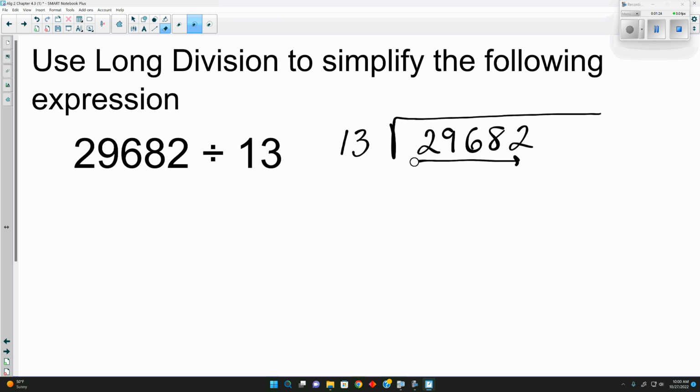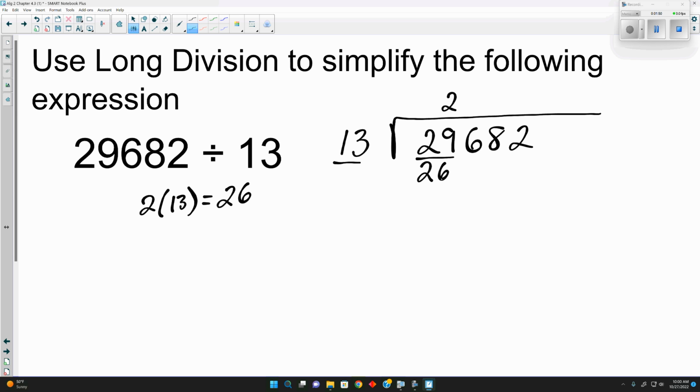And the first thing we look at is we have two numbers, so we have 13, two digits. How many times, or what times 13 will get us something close to 29? Or how many times will 13 go into 29? 2 times. And then kind of off to the side, we did 2 times 13, which is 26. And then we put the number under 29, and then we subtract it. Well, 29 minus 26 is 3.